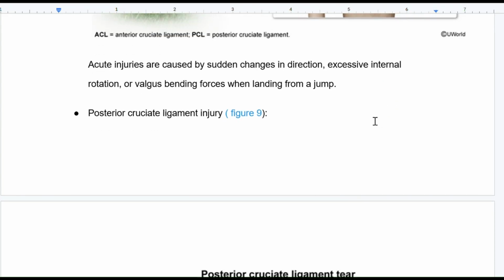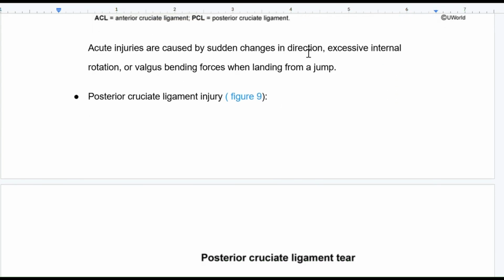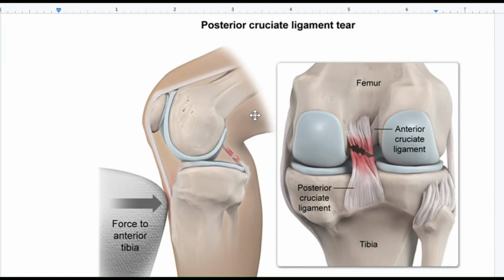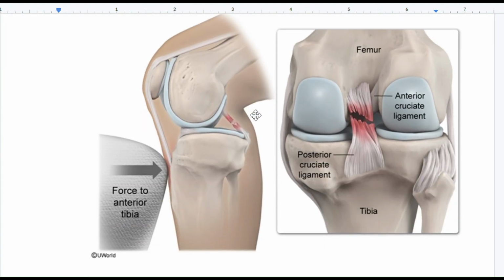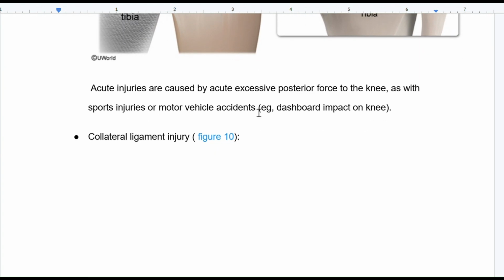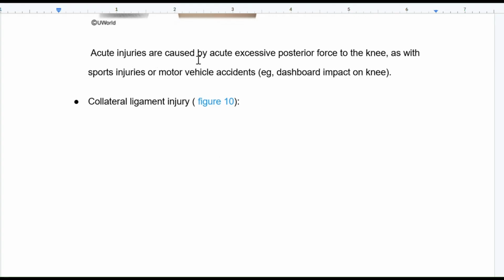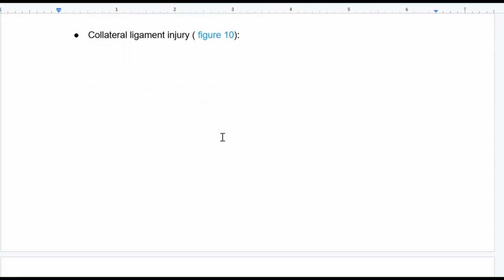Anterior cruciate ligament tear, figure 8. Acute injuries are caused by sudden changes in direction, excessive internal rotation, or valgus bending forces when landing from a jump. Posterior cruciate ligament injury, see figure 9. Acute injuries are caused by acute excessive posterior force to the knee, as with sports injuries or motor vehicle accidents, such as dashboard impact on knee. Collateral ligament injury, see figure 10.